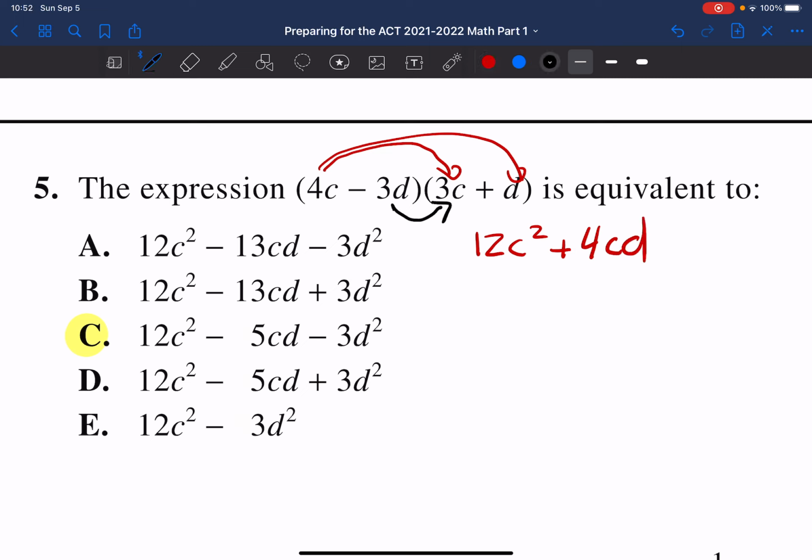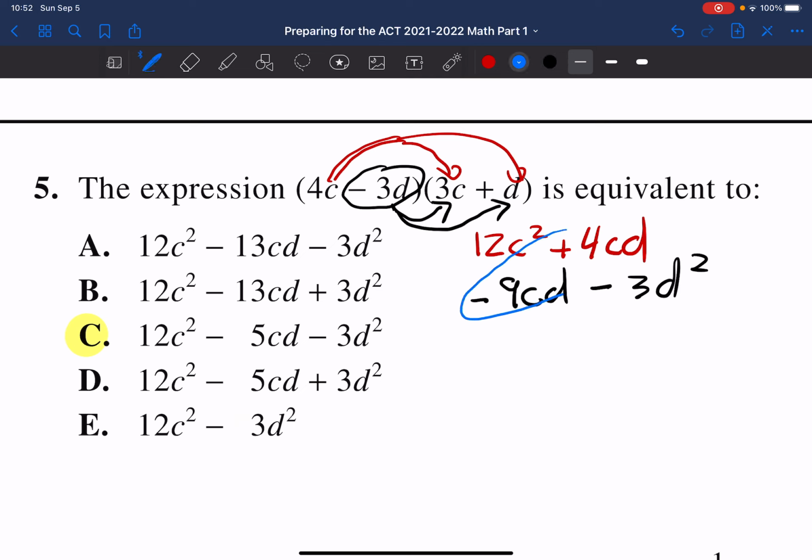And then I'll multiply these two. Now don't forget that there's a negative here. And when we do that, we're going to have to multiply the whole quantity of negative 3d onto that. Got to remember that. So now I'm going to take negative 3d times 3c, so that's negative 9cd, and then minus 3d squared. Okay.